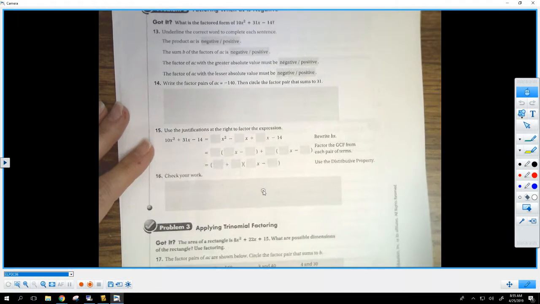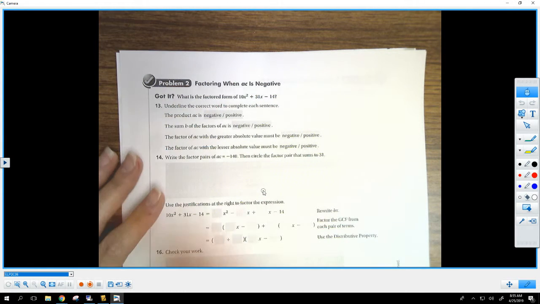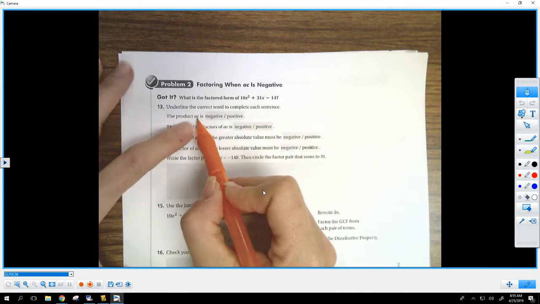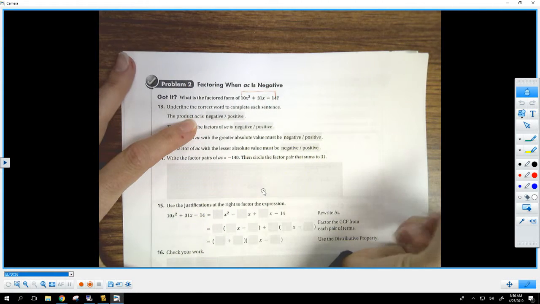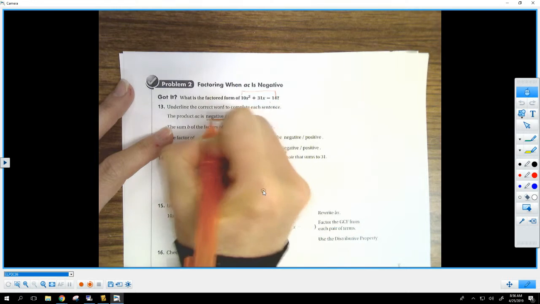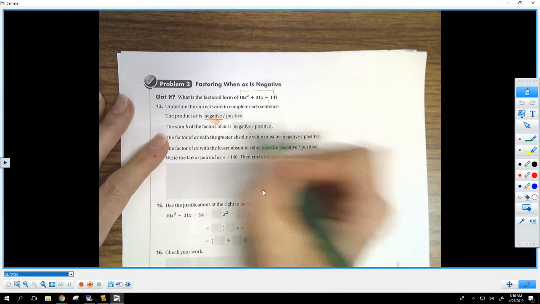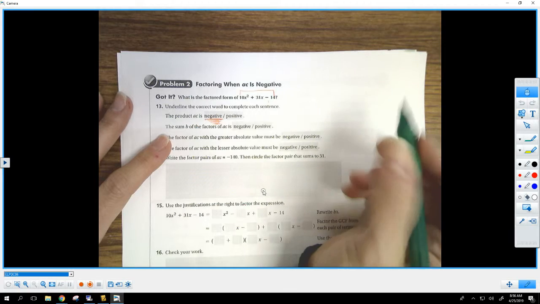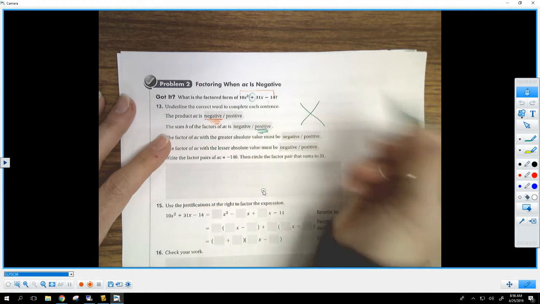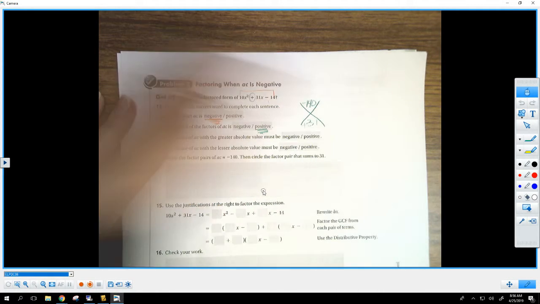So what if the first number in front is negative? See, we have a negative. What is the correct word to complete each sentence? The product, when I multiply A times C, am I going to get a negative or a positive answer? Negative, because this is negative, right? So the sum of the two factors, when we add them, is it going to be negative or positive? Positive, because the middle is positive, right? So this is saying, when I make my x, this is going to be a negative 140, but this has to equal a positive 31.